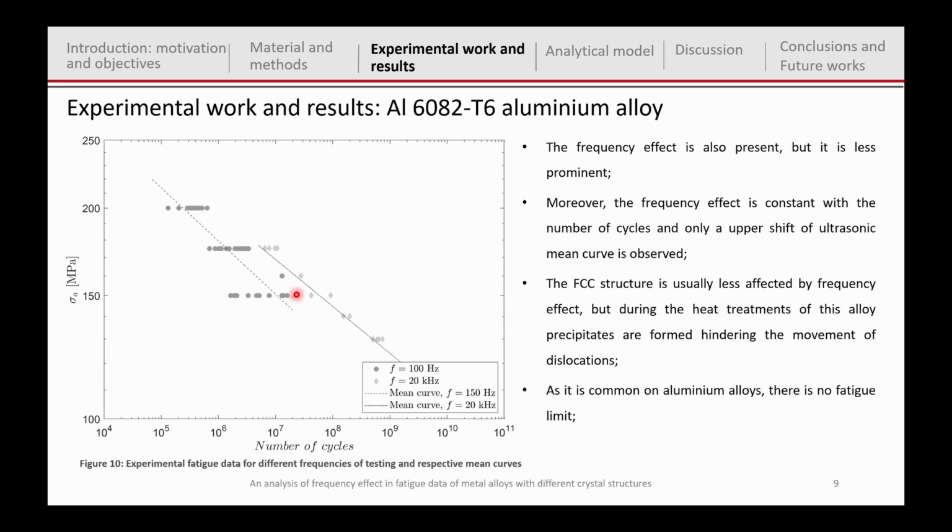In fact, we were kind of surprised to observe a frequency effect because this material has an FCC structure, and usually for this kind of crystal structure, some authors report that the frequency effect is not visible or can be ignored. However, in our case, we notice a frequency effect, and we think that is because of the heat treatment of this alloy, since it induces the presence of precipitates that will change a bit the dislocation movements.